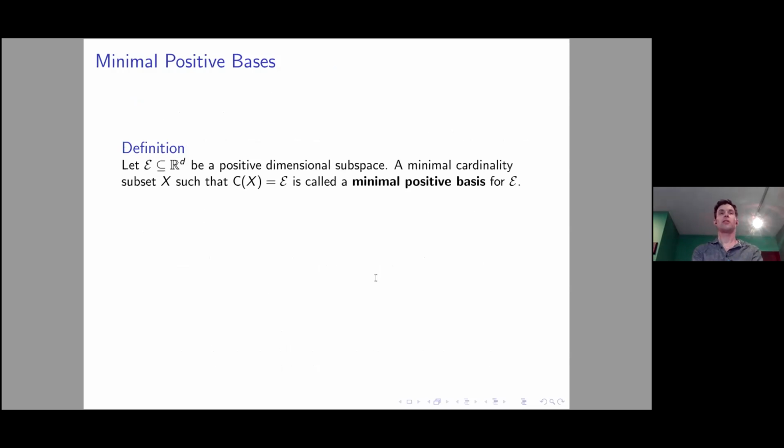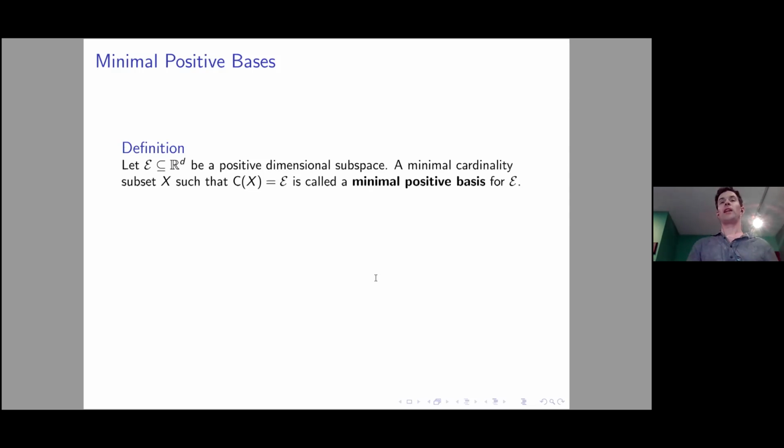what they look like. And this is done in terms of minimal positive bases. So we could say this definition goes back to the middle of the last century. If we have a positive dimensional subspace, and then if we have a minimal cardinality subset X, such that all its non-negative real linear combinations equal the entire space, this is called a minimal positive basis. Of course, that minimal number has to be, as we'll see in just a few moments, the dimension of the space plus 1. And note, this is not minimal by inclusion. This is just strictly the minimal cardinality that is possible to span this space.